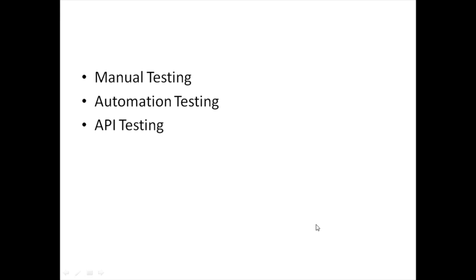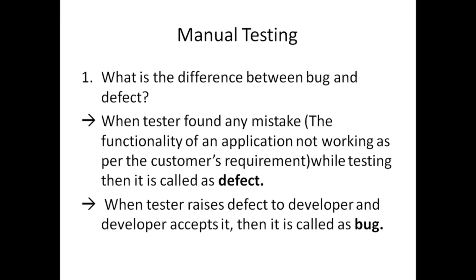They asked me questions from 3 topics: manual testing, automation testing, and API testing. So let's start with manual testing first. From manual testing, the first question they asked me was: what is the difference between bug and defect?